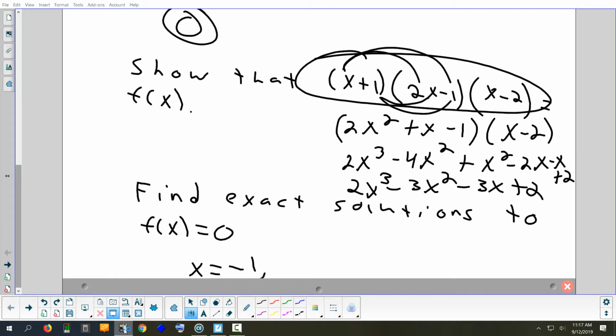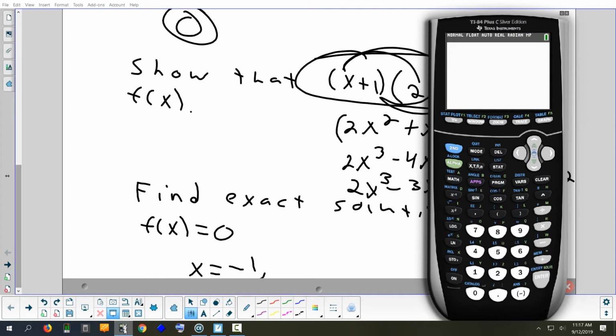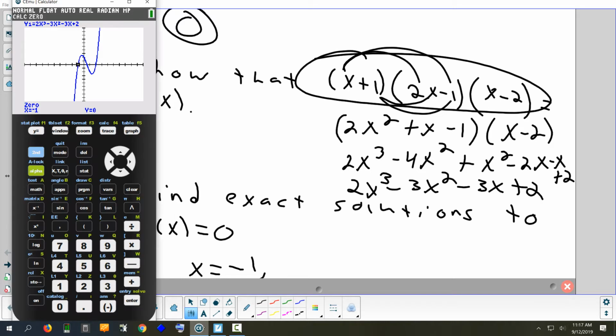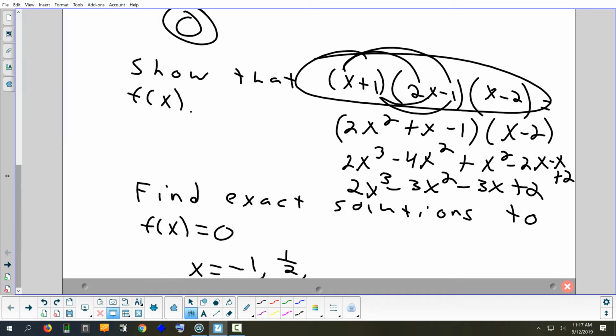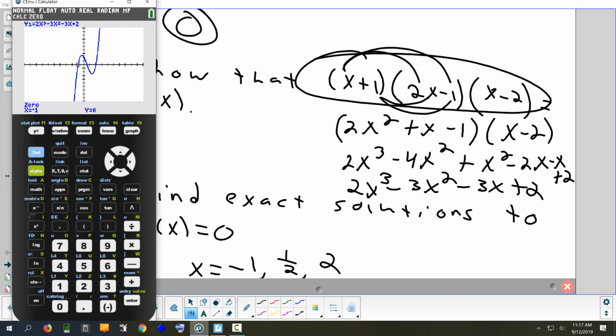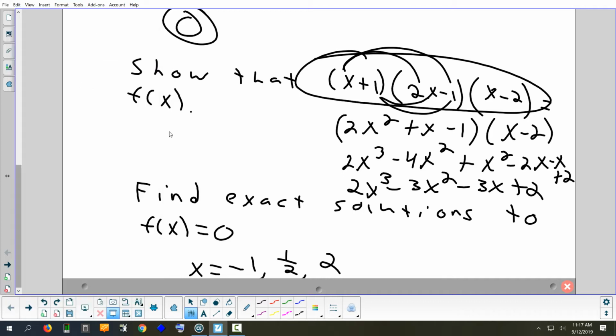If you went through and did it a second time, you would get 1/2. That would be the second one. And if you did it a third time, second calculate 0, you would get 2. That would be the third one. Now, you can get all those very easily from the graph. But if you look at the factored form of the equation, does anybody see how these numbers connect to the factored form? Yes. How?